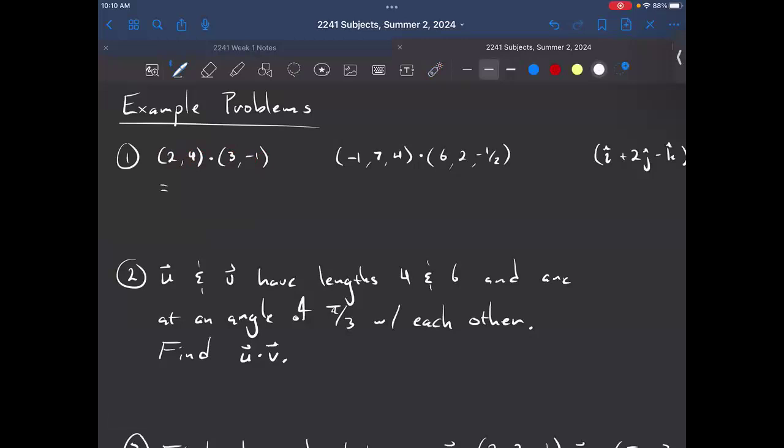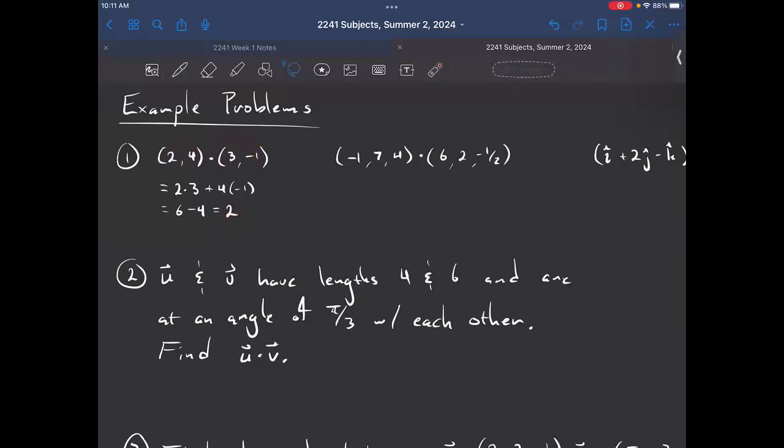And we're just going to use our dot product formula, the algebraic one, that says we multiply x components and then y components and then add the results. So 2 times 3 plus 4 times minus 1. This gives us 6 minus 4 is 2. And there is our dot product.